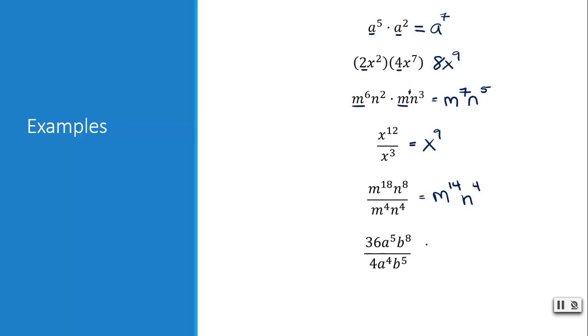We still want to divide our numbers, which is going to give us 9. And then 5 minus 4 is going to give me a to the 1st. Now technically you could write the 1, but we won't because it's invisible. And then 8 minus 5 is going to give you b to the 3rd.